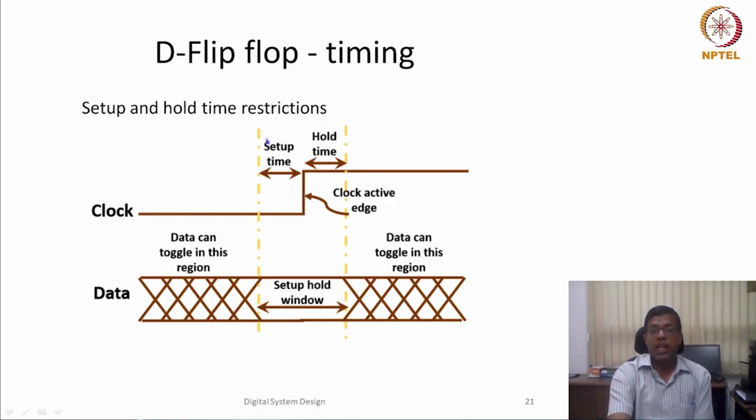So setup time is the time when my input should be stable before the active edge of the clock, and for how much time after the edge my input has to be stable is the hold time. My input can toggle anywhere here or anywhere here, it doesn't matter, but during the setup and hold time window, input should not change. That is a restriction which will make sure that my circuit functions correctly, and these are also called design constraints. So whenever we are designing any circuit, we keep these timing constraints in front of us.